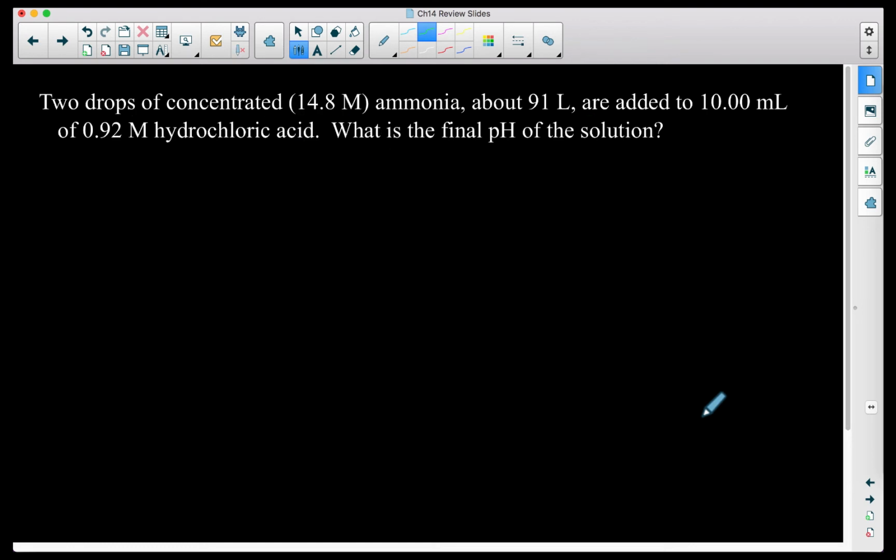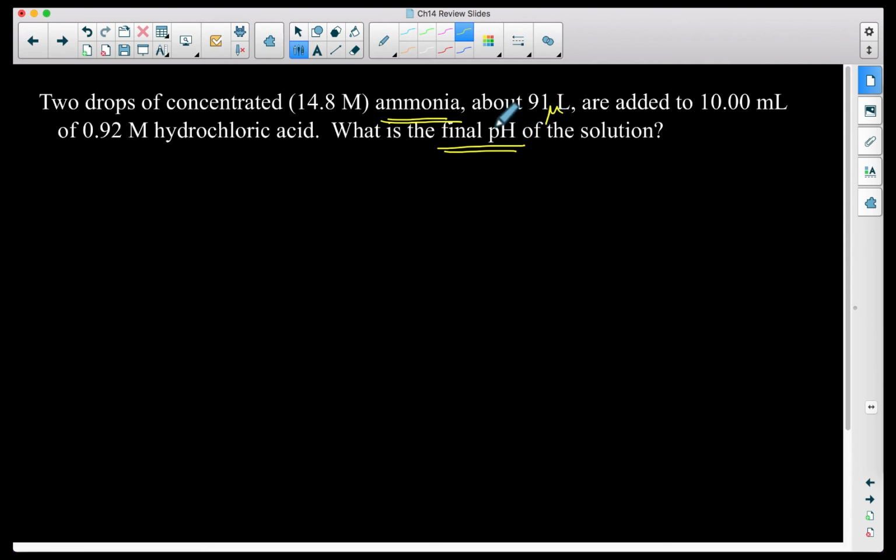It says that we have 2 drops of concentrated ammonia. About 91 liters are added to 10 mils of hydrochloric acid. What is the final pH? Right, ding, ding, ding. I know the amounts of 2 reactants, and this is just like problem 111 from the textbook. So, oh, this should say 91 microliters. Okay, are added to 10 mils of my solution.